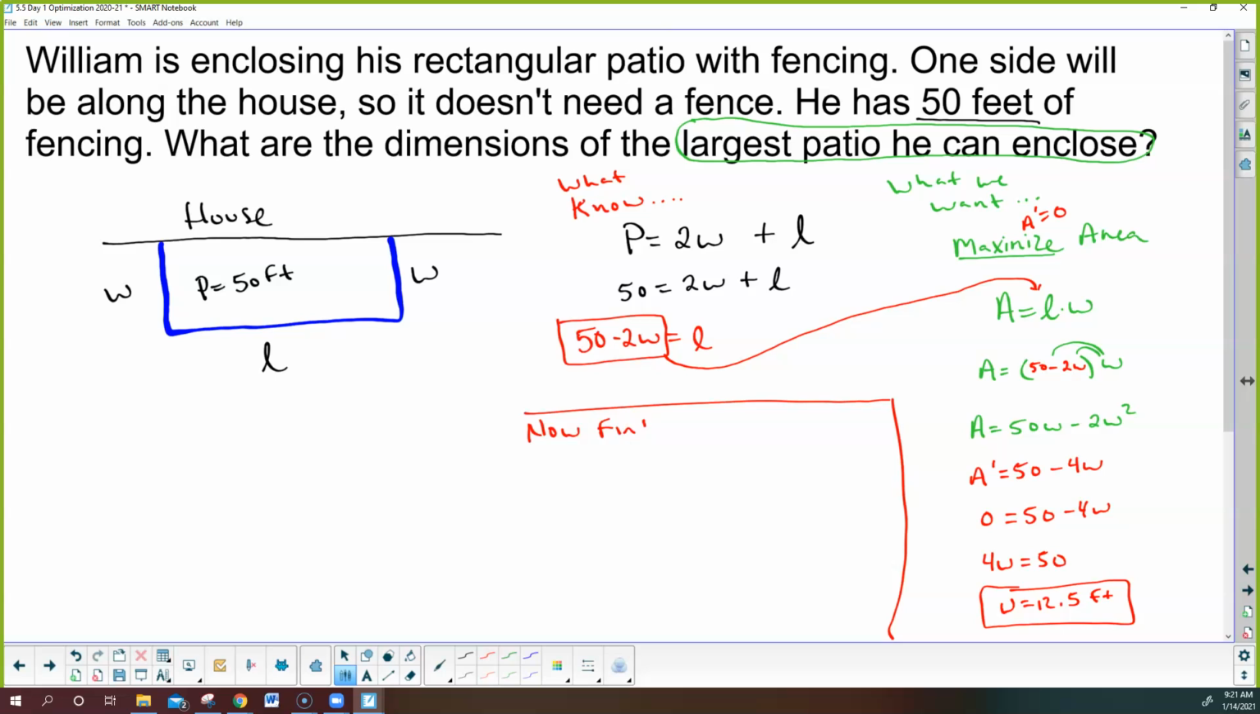Now we'll find L, because I know that the width is 12.5. Which leaves 50 minus 25, or 25 feet.